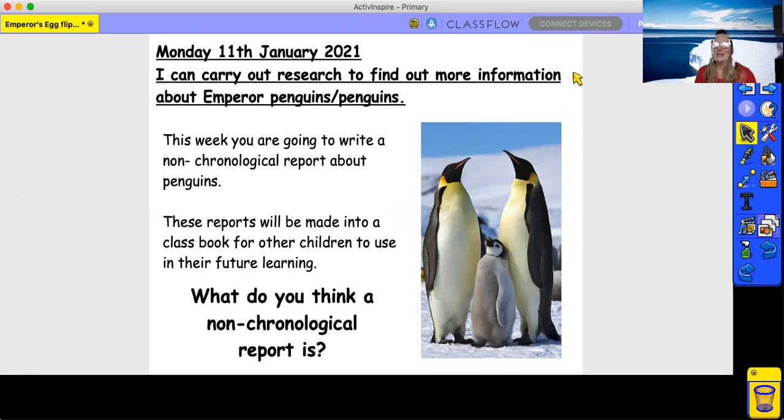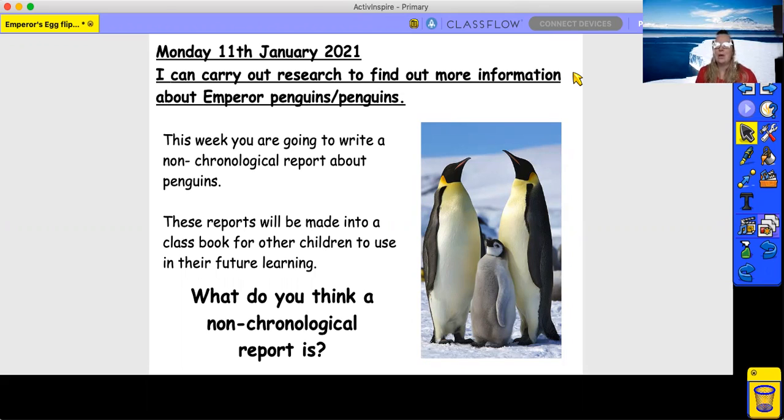This week we're going to be starting to build a non-chronological report. Have a quick chat with your adult and see if you can work out what this might be. Well done if you said that a non-chronological report is a non-fiction piece of writing written not in time order.